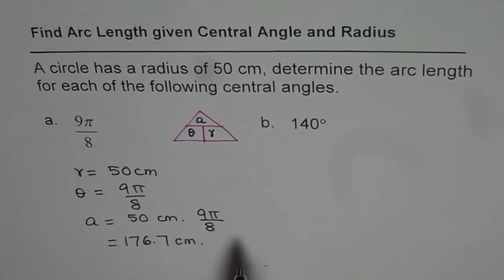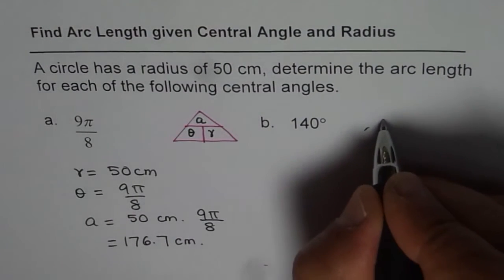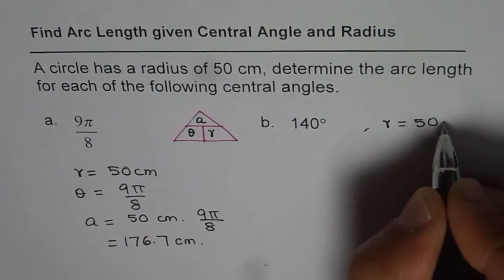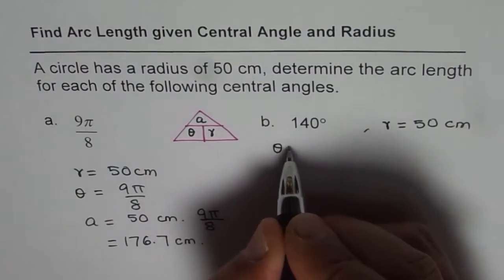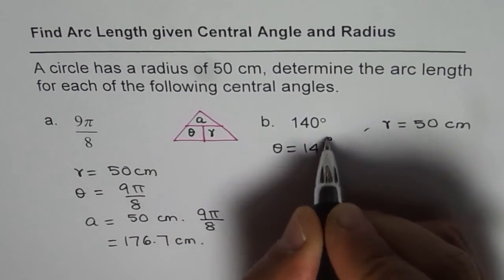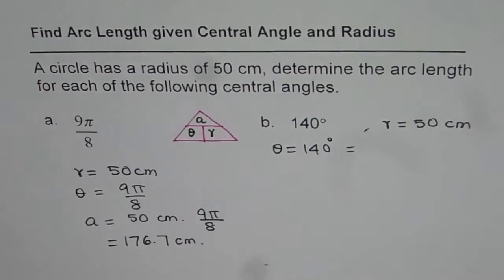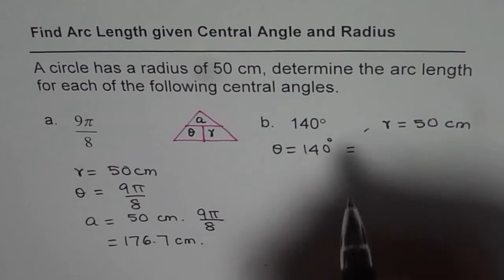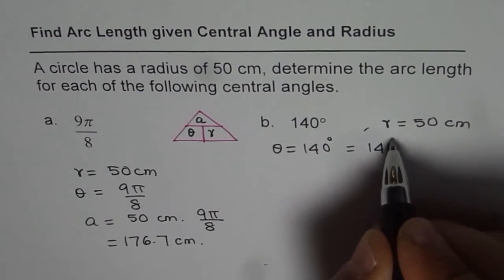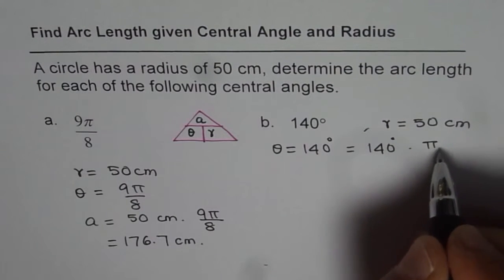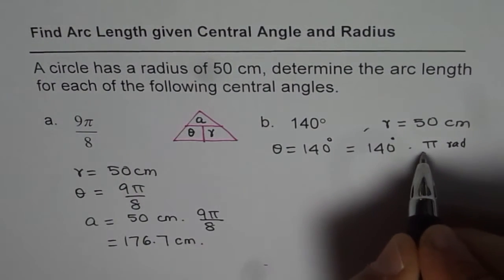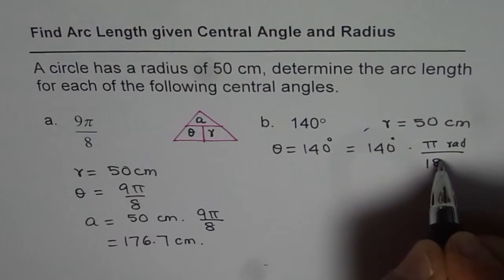Example 2, we know the radius is given to us. We know radius is 50 centimeters as in the first example, but the angle is given in degrees. Angle is 140 degrees. Now we should convert this angle to radians before finding the arc length. So if you want to convert this to radians, what should you do? 140 degrees should be multiplied by pi radians, correct? Divided by 180 degrees, right?